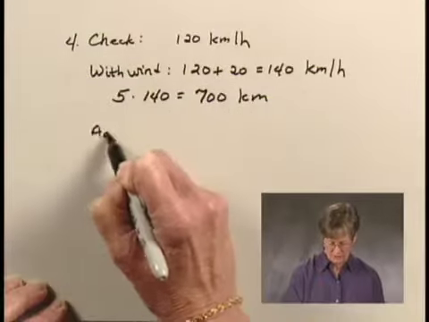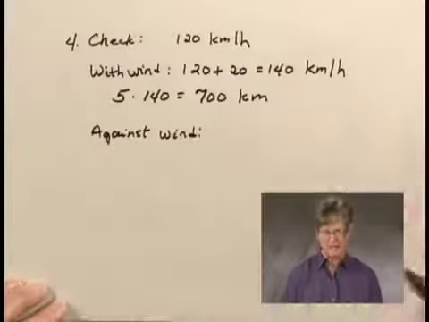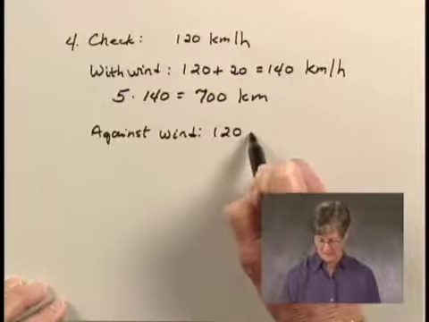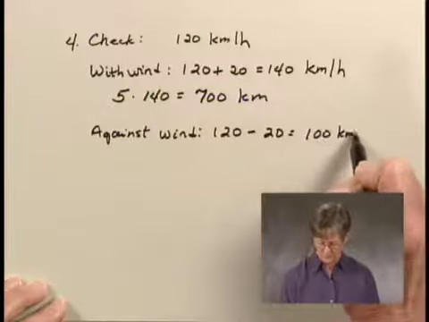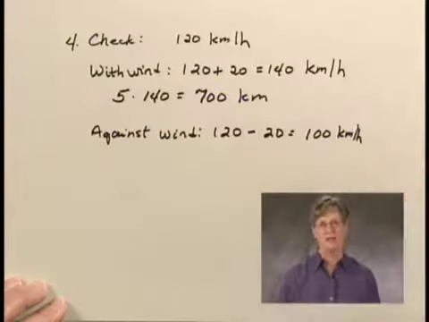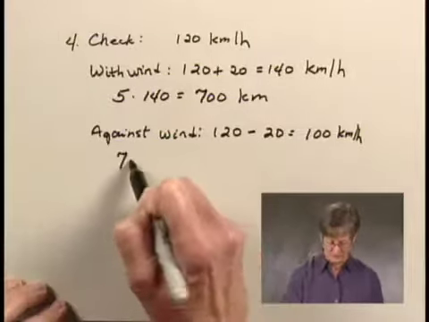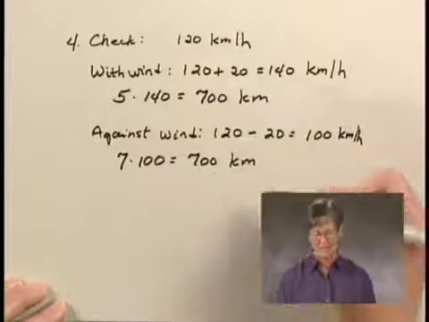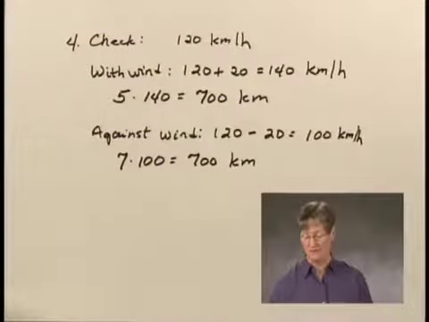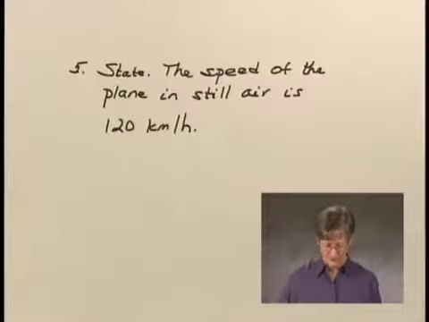Now let's check what happens when the plane is traveling against the wind. Against the wind, its speed is its speed in still air minus the wind speed, 120 minus 20, or 100 kilometers per hour. And we're told that the plane travels a certain distance at this speed in 7 hours. So the distance that it travels would be 7 times 100, or 700 kilometers. And since these distances are the same, we know that the solution we found does check in the original problem. So let's go to step 5 and state the result. The speed of the plane in still air is 120 kilometers per hour.